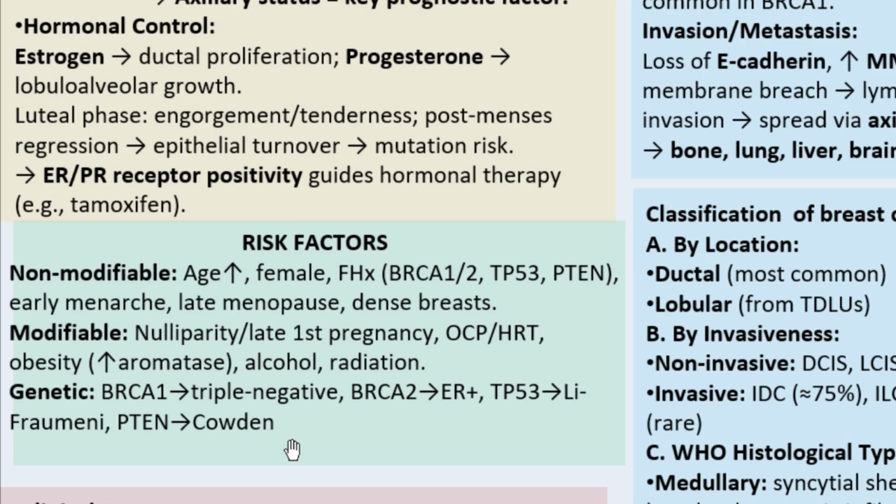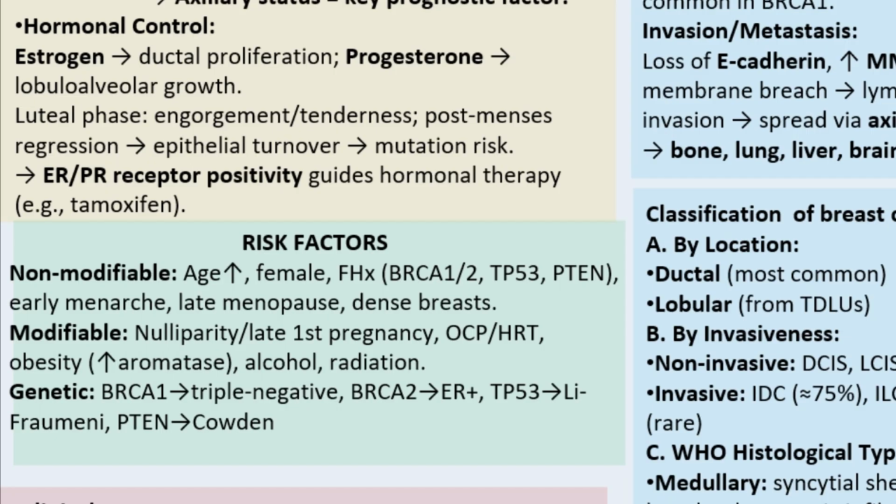So when you look at the risk factors, you have the modifiable and non-modifiable. The non-modifiable risk factors are increasing age, and women around 40 to 50 years are mostly in the window where people are diagnosed with breast cancer, being female, a family history of having a BRCA1 or BRCA2, as well as the TP53 and the PTEN mutation, early menarche, and late menopause. And when you look at early menarche and late menopause, this means this person has been exposed to estrogen for a much longer time compared to other counterparts.